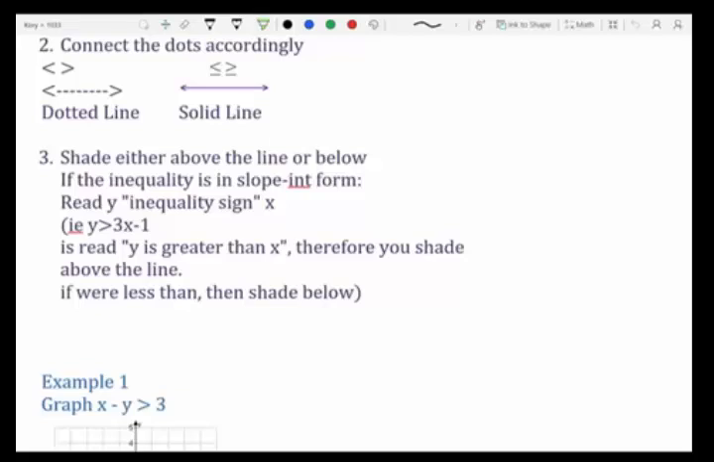If the inequality is in y equals mx plus b form, which is slope-intercept form, you read it as y, whatever the inequality sign is, x. So for example, if you have y is greater than 3x minus 1, you have y is greater than x. If you're greater, you're above, so you would shade above the line. If it were less than, you would shade below the line.